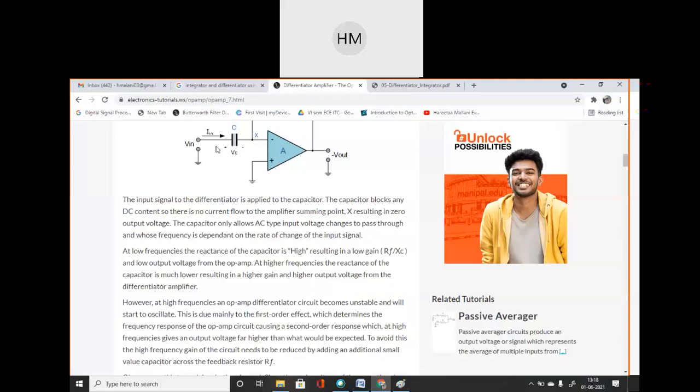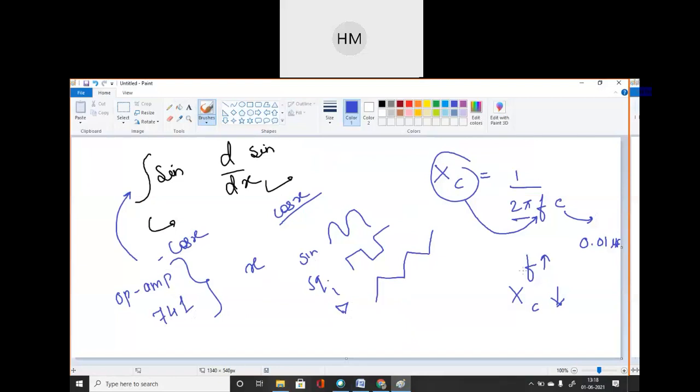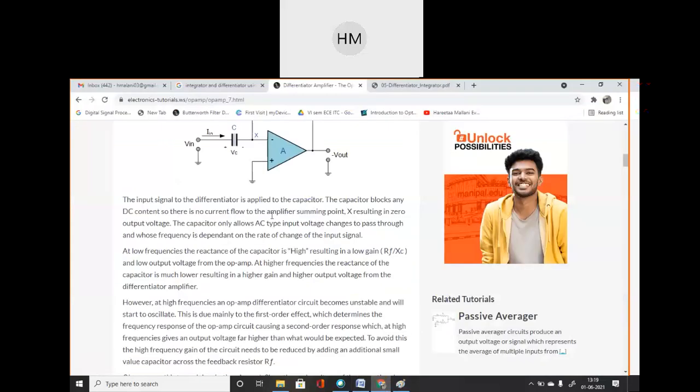At lower frequencies, as I have told you, XC कैसे हम find करते हैं सबको पता है. So at lower frequencies, the reactance of the capacitor is very high. We have seen in this equation, at low frequencies, what will happen? If my input frequency is initially very low, XC will be very high. This capacitive reactance will be very high, resulting in a low gain.